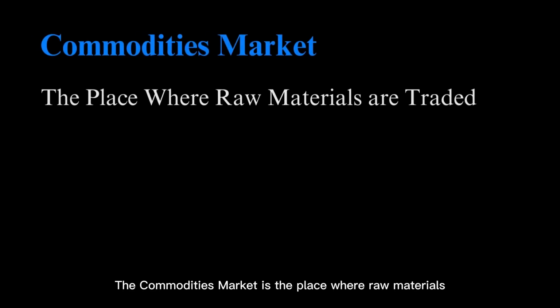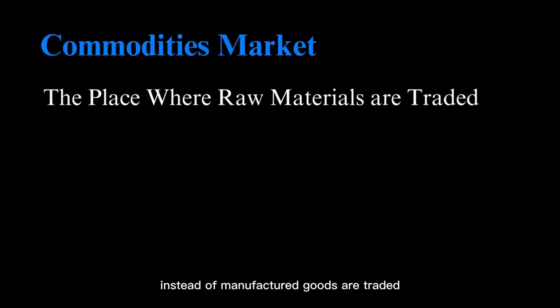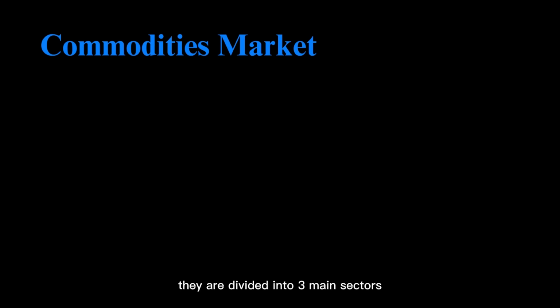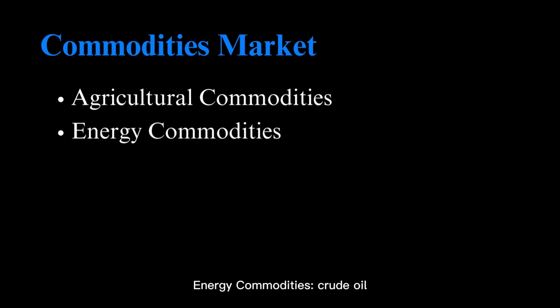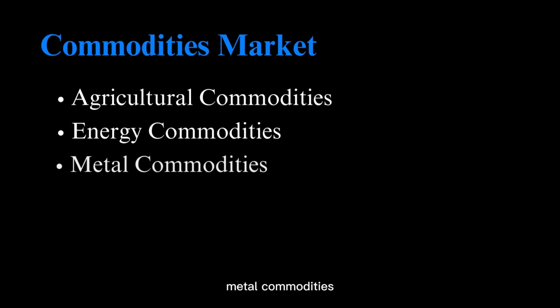The commodities market is the place where raw materials instead of manufactured goods are traded. They are divided into three main sectors. Agricultural commodities. These include grains, food and fiber like corn, soybeans and cotton, but also livestock and meat like cattle. Energy commodities, crude oil, Brent oil, ethanol, natural gas, and propane. Metal commodities, industrial metals like copper, lead, and zinc, and of course precious metals like gold and silver.